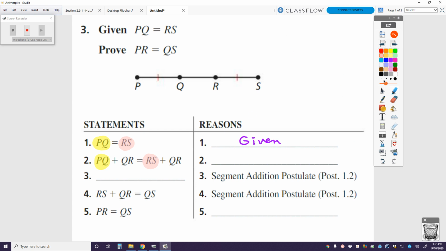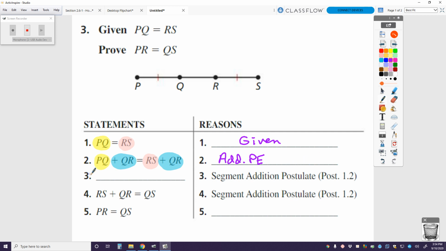And notice, what did they do to statement number 1? They added segment QR to both sides. So mathematically, they added the same amount, the same geometric thing, to both sides of the equation. So they really used the addition property of equality. So here's an instance where we don't see them adding a number to both sides, but they're adding a geometric thing to both sides, a segment to both sides. Okay, so that's where it gets a little bit different.